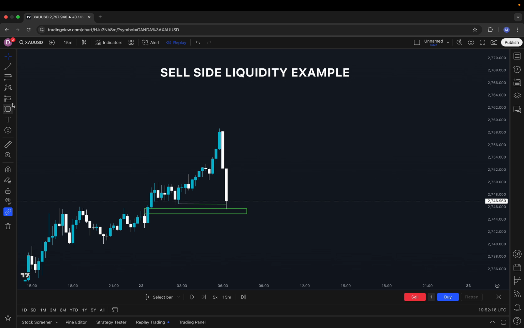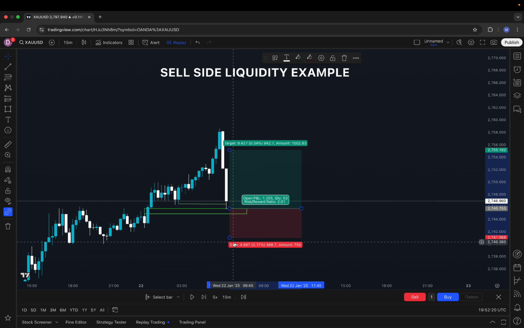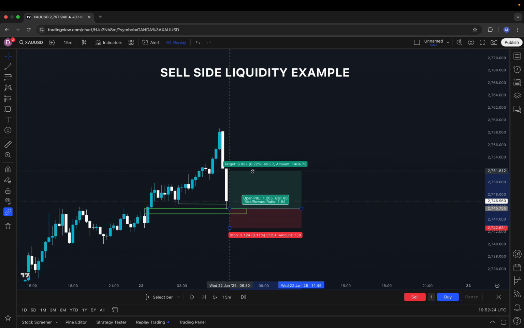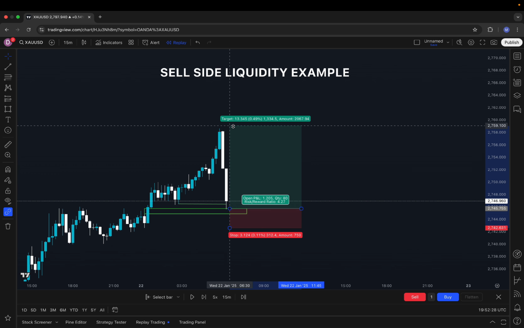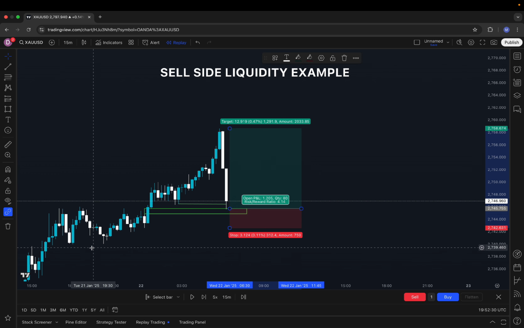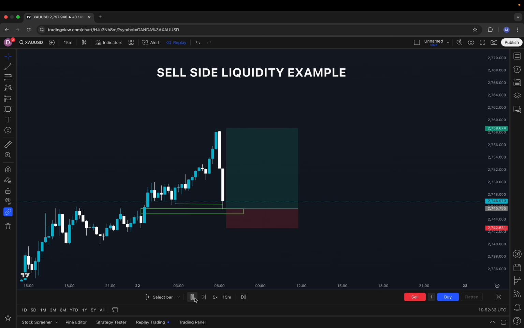So where I would take my trade is right here. I'd put a long position down and simply aim for a 1 to 2 risk to reward. Right here, I could easily aim for more and take it out on this candle. So let's see, a 1 to 4 trade. Let's see what happens.